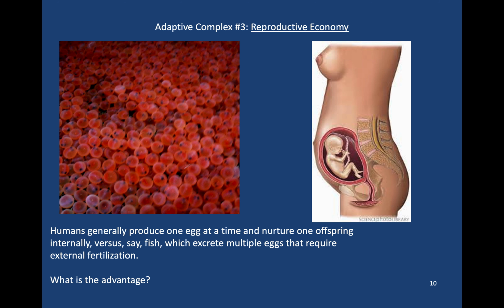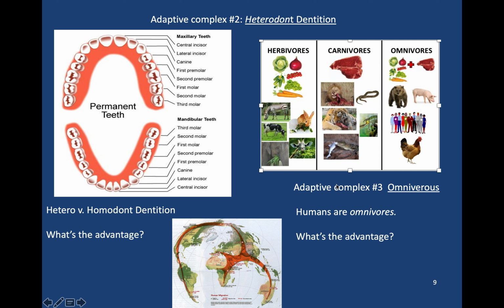I'm going to go back to this previous slide here. There's a little bit of confusion. For you, this adaptive complex number 3 is actually adaptive complex number 8. I put them together on this one slide because I wanted to bring these two together because they kind of go together, even though they're not in the order in which you read them. So as you're looking at your notes, you've already got homeothermy down, adaptive complex number 1. You've already got heterodont dentition down, adaptive complex number 2. But adaptive complex number 8 is what we're talking about here.